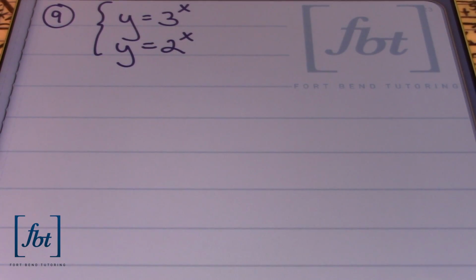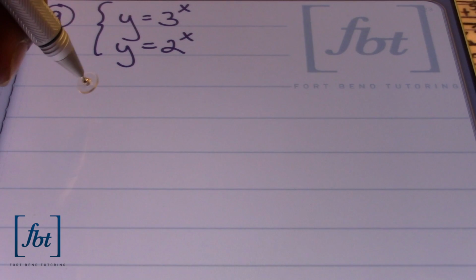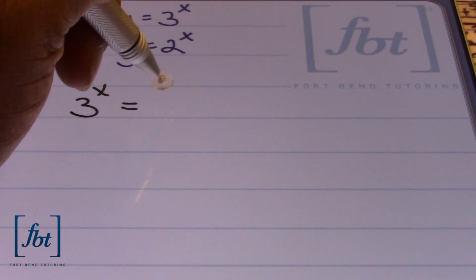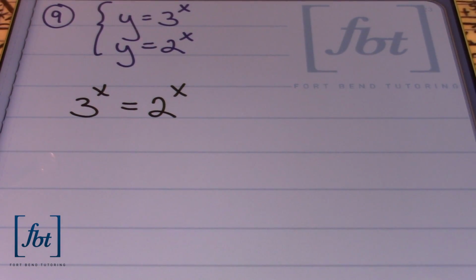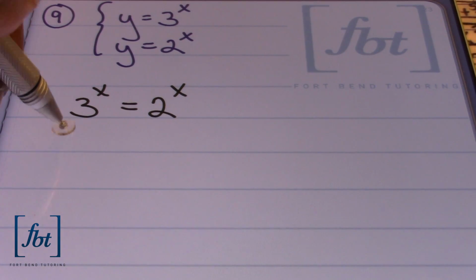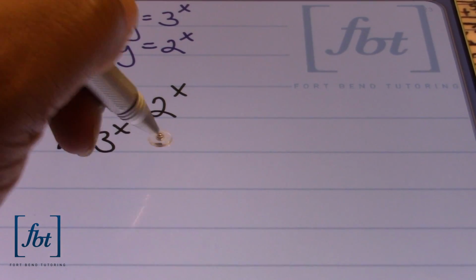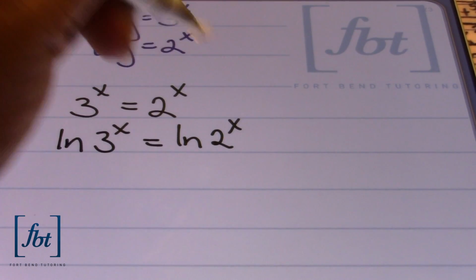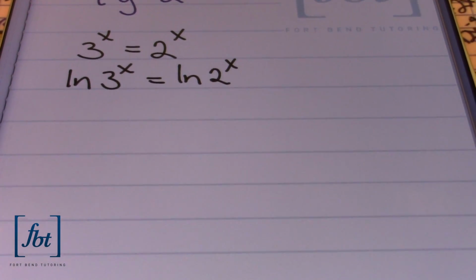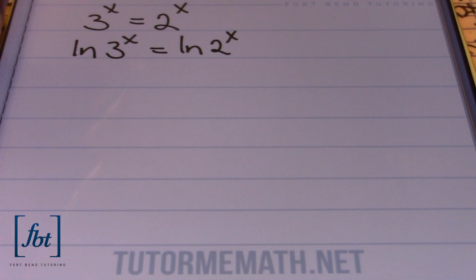Problem number 9. We have y equals 3 to the x. We also have y equals 2 to the x. We're going to set the equations equal to one another, being as though y is already solved for. So that means we have 3 to the x equals 2 to the x. If we take the natural log of both sides, the natural log of 3 to the x equals the natural log of 2 to the x, we can then make our exponents coefficients.